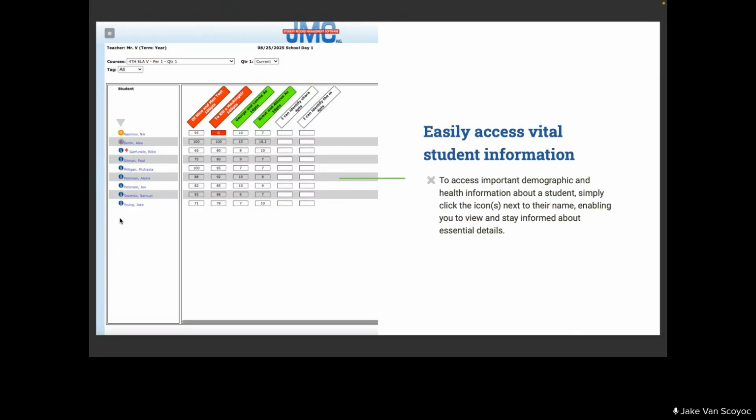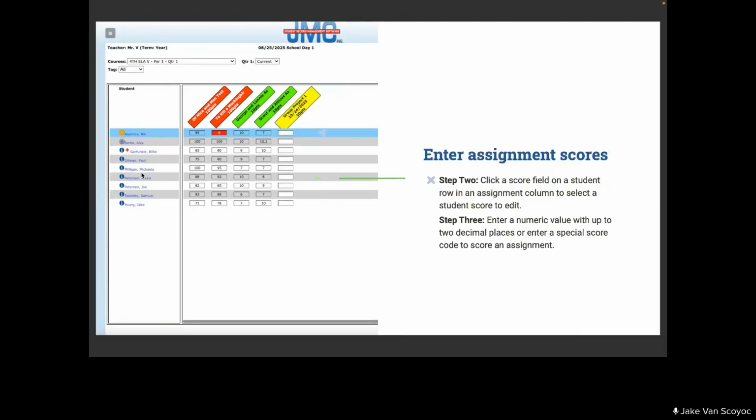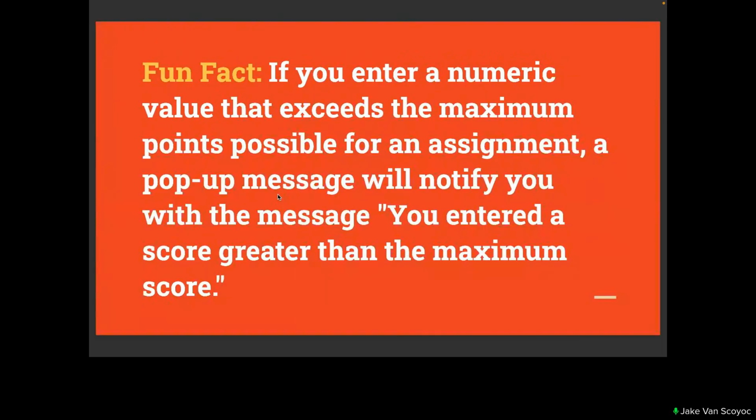Again, we have those info buttons and the pencil icons, and then the red cross next to a student name, similar to how it was displayed on the attendance page. And from there, you click a score field on a student's row to edit that score information. So you can either enter a numeric value up to 2 decimal places, or you can enter a special score code to score the assignment. And those score codes are those codes that were on the preferences page that I showed you there.